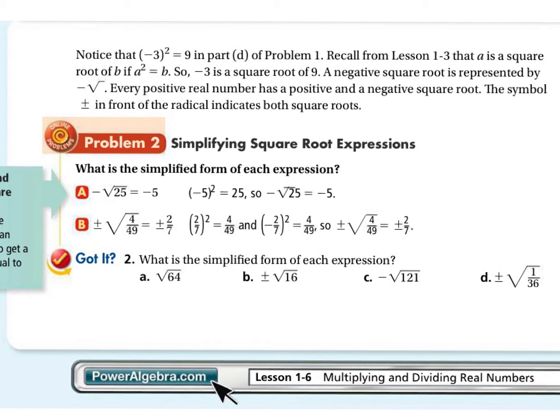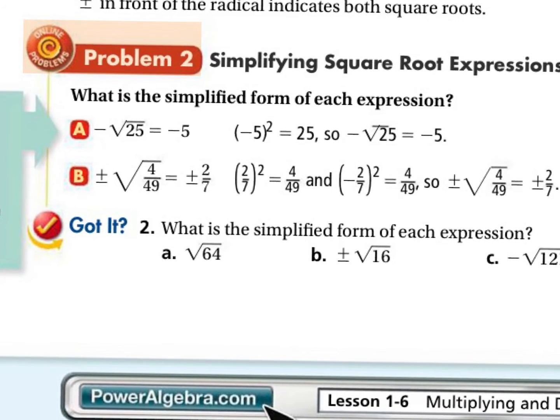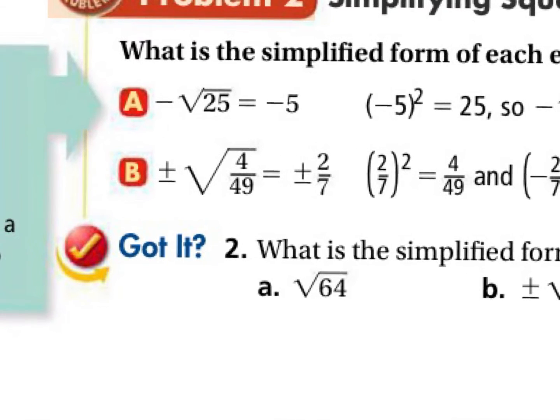Look at the next part. We're going to simplify square root expressions. So problem 2, part A. Basically the negative, we can just bring the negative down, and then the square root of 25 is 5. So 5 times 5 is 25.